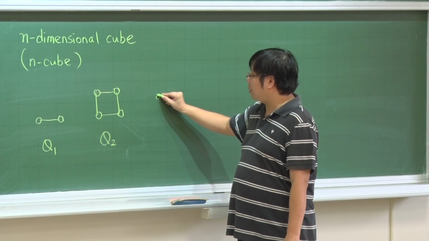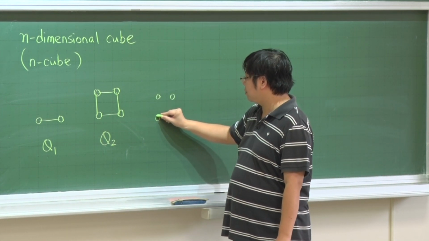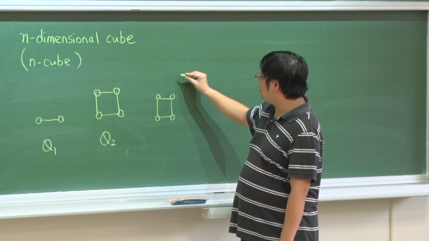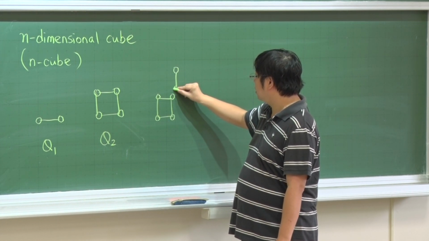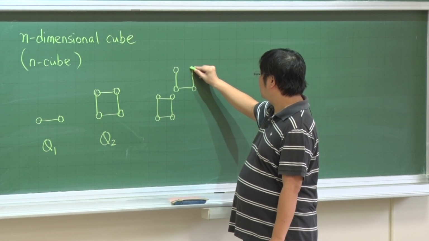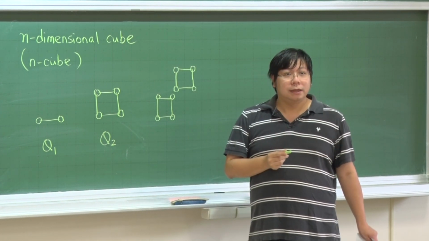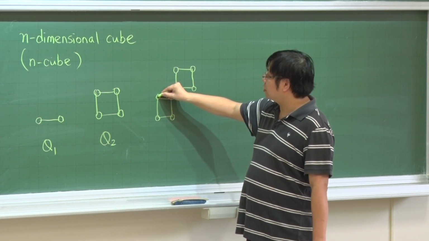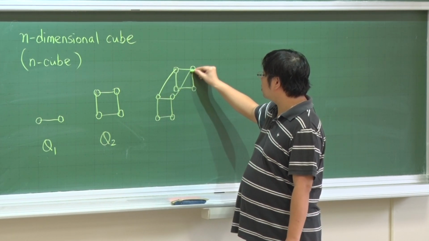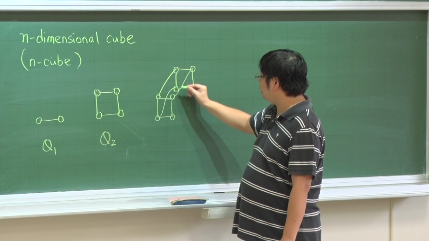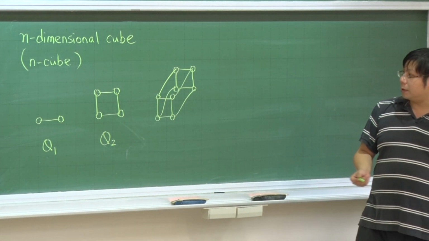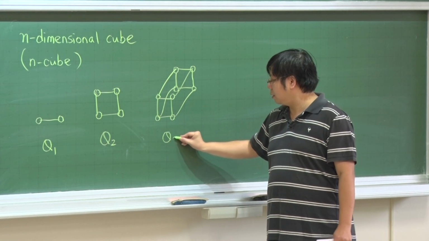Q3 is we have 2 copies of Q2. So this is 1 copy of Q2, and let's say we have another copy of Q2. Is that okay? And then we join the corresponding vertices together. So we join this to this one, this to this one, this to this one, and this to this one. Is that okay? So this is a Q3.